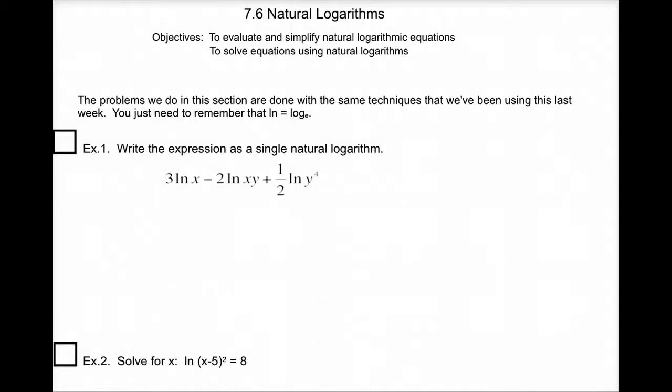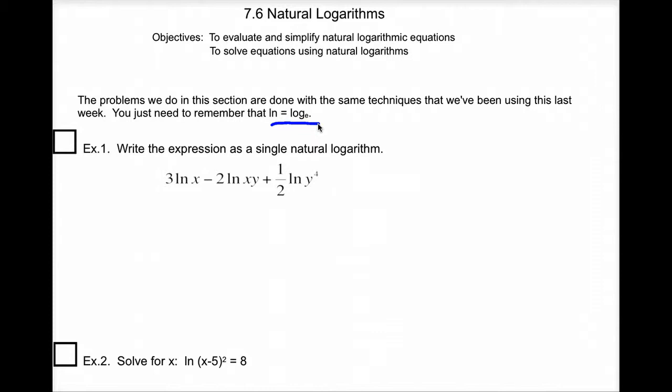All right, our last section in chapter 7 is on natural log. The things we do today aren't going to be any different than what we've done in the previous couple of days, other than the fact that you need to understand that natural log is log base e. So anytime you see natural log, if you prefer to write log base e, that might help you in the things that we're going to do.